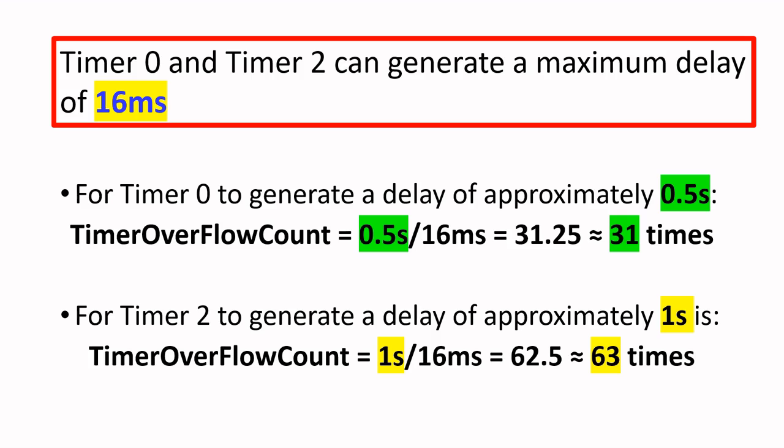Now, how do you get the timers to generate a longer delay? Let's say a 1 second delay. Now, the solution is to create or set up a variable to check the number of times the timer completes the 16 milliseconds. So the details of how this is done will be coming up soon.